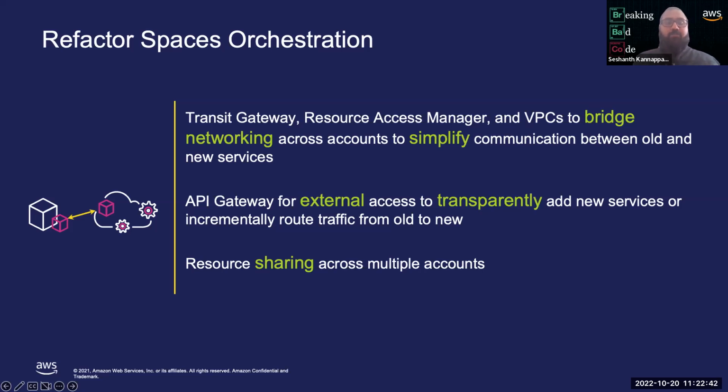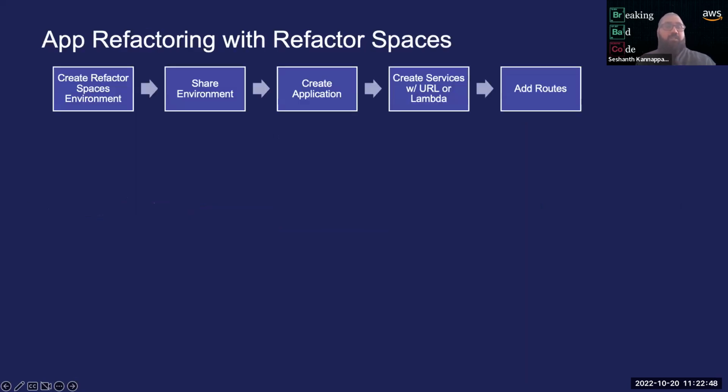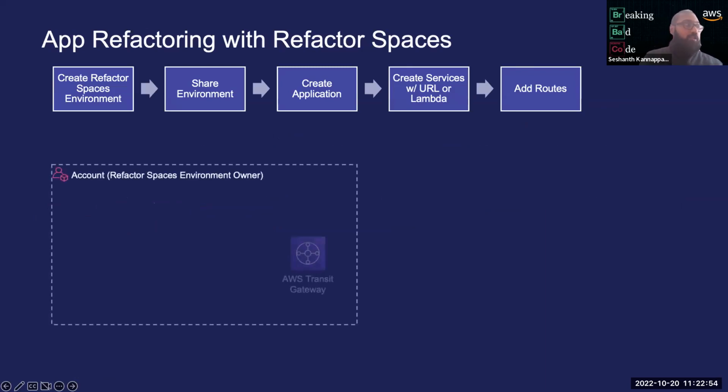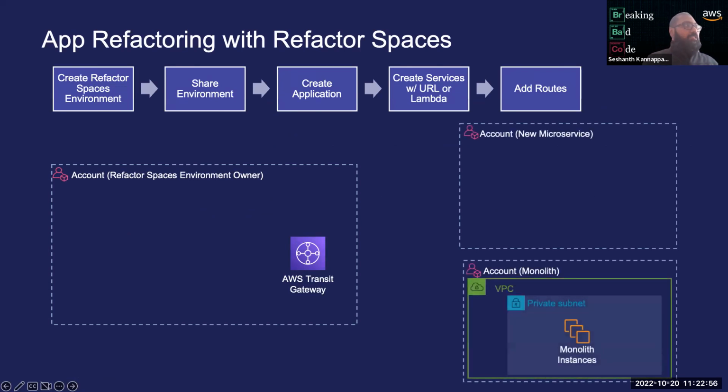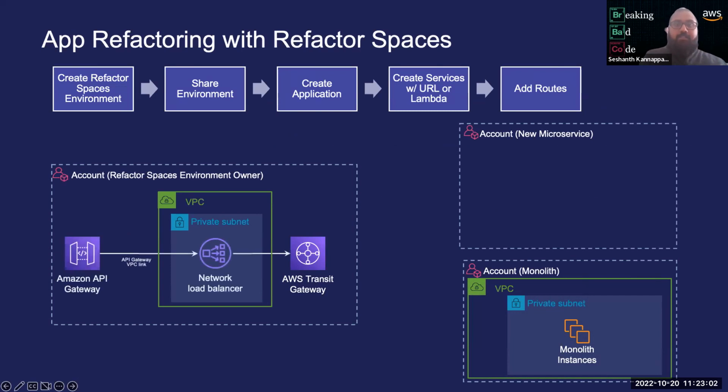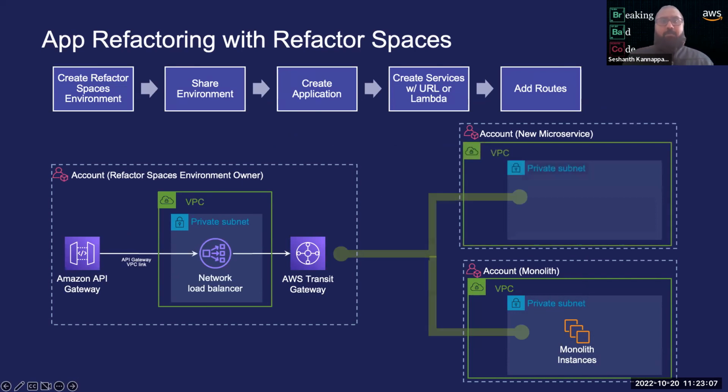I'll go into a little bit of depth with the architecture here, and we'll see a little bit more of this in the demo as well. So essentially with Refactor Spaces, what you're doing is you're creating a Refactor Spaces environment. You're sharing that environment with another account where you're going to create your microservices. And then you're creating an application inside of the Refactor Spaces, and then you're creating your services, whether that's going to be in Lambda, Fargate, any modern compute that you want, and then you route to your actual microservice itself.